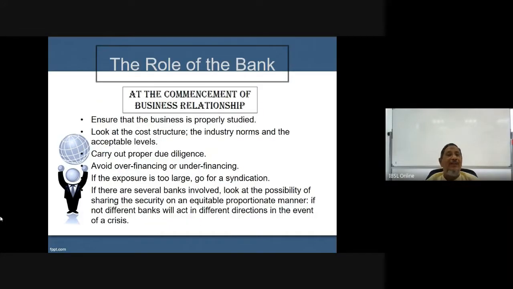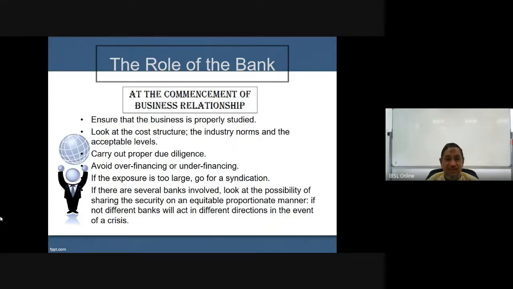What is the role of the bank in business turnarounds? At the commencement of the business relationship, ensure that the business is properly studied: the business environment and business background.